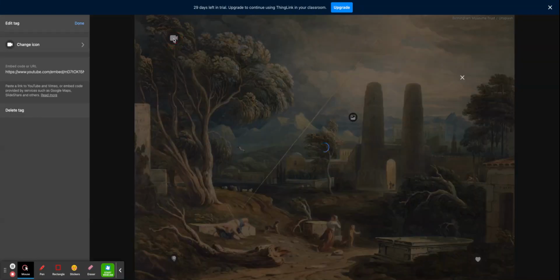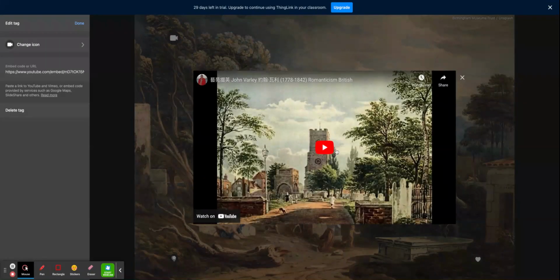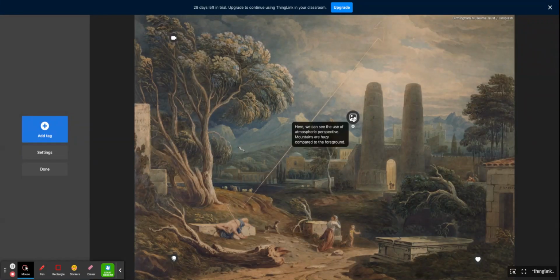Up here, we can follow a link to a video that shows us a little bit more of Varley's artwork. If you hover over this, here we can see the use of atmospheric perspective. Mountains are hazy compared to the foreground. So we can see the hazy mountains back here, and them being a little blurry gives us the perspective that they're further away, even though this is a two-dimensional image.